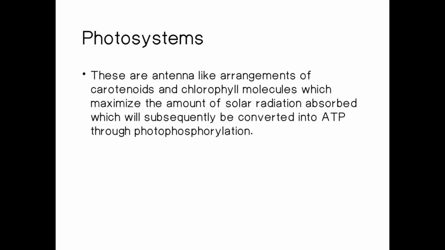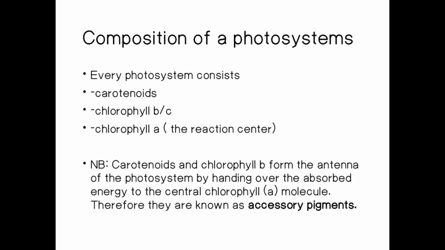And I've told you, in a photosystem, we always have chlorophyll A in the center, chlorophyll B or chlorophyll C surrounding, and then you have carotenoids covering, protecting, in other words, chlorophyll A and chlorophyll B together. So the aim of that arrangement is always to maximize or to increase the amount of solar radiation that can be absorbed, and technically converted into ATP. So that's the composition of photosystems.